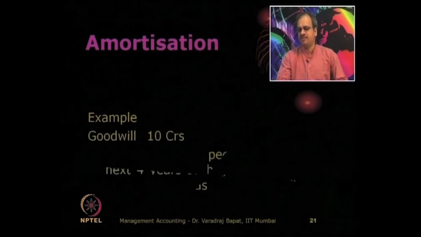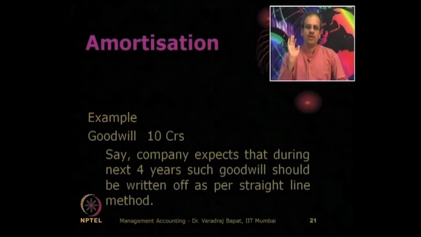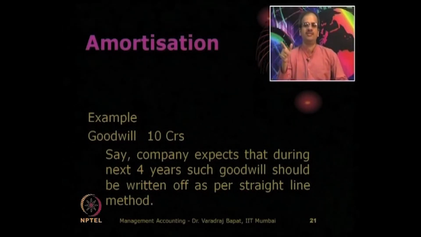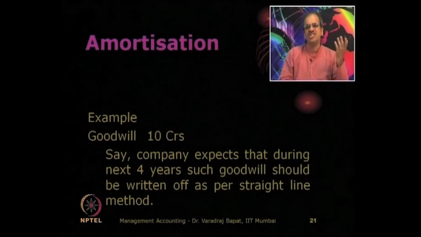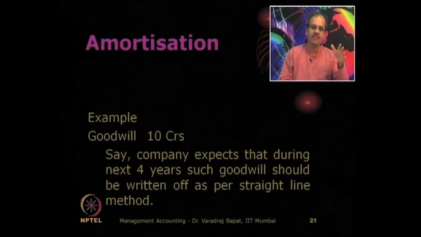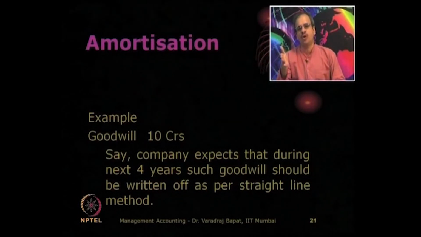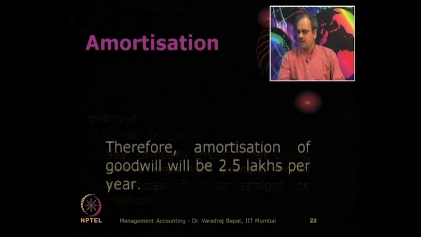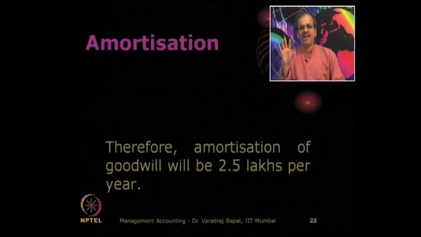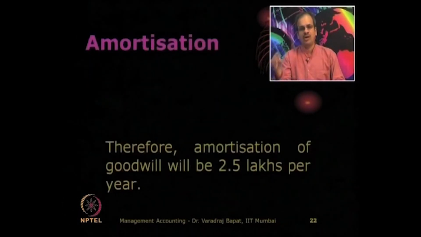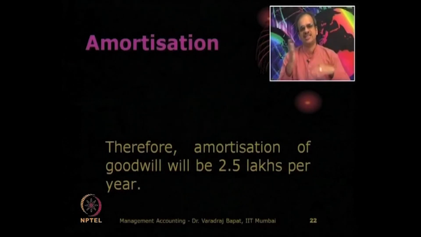Now, let us take an example. Suppose goodwill is 10 crore. Say the company expects that during the next 4 years such goodwill should be written off, and they are using the straight line method. So, how much is the amortization charge each year? Of course, it is pretty simple. You know that the value of goodwill is 10 crore. You also know that the period it should be written off is 4 years, on a straight line basis. So, 10 by 4, that means 2.5 crores is the amount of goodwill which should be written off each year. So, I trust you have understood the concept of goodwill and its amortization.